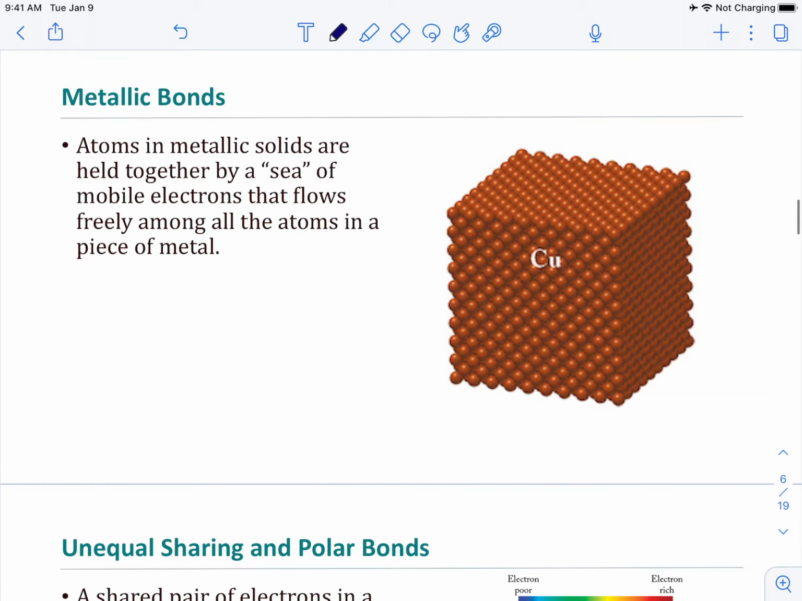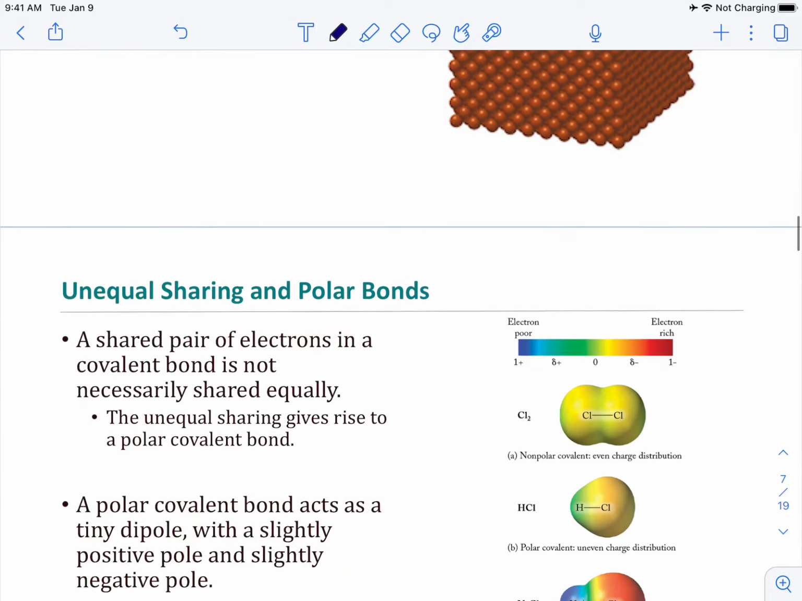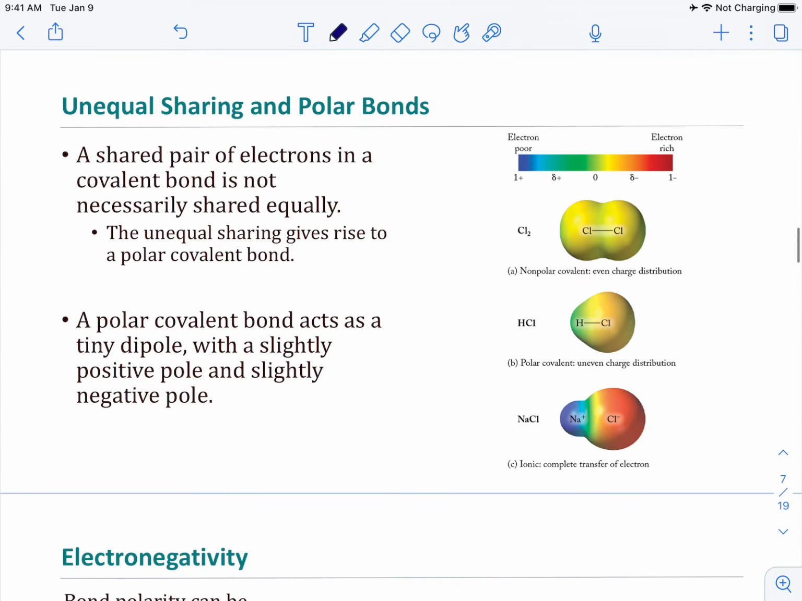I don't need to say anything more here. I think I said what a metallic bond is, and that's really all. You're not going to see any questions on that. It's maybe a quiz question with the bonding, but it's not something we're going to go into details on.